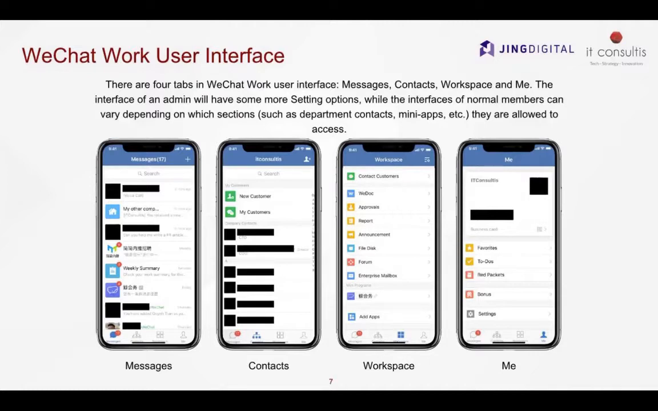Within here, you have all of your contacts, including your external contacts, as well as your internal contacts that are there within the company. Then you have a section for your workspace. It's very similar to what you can think of as different apps and features that are available. So you have approvals, you have the ability to punch in, punch out, you have the ability to do announcements. You have a file disk space that's also there.